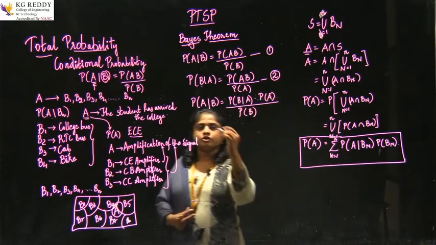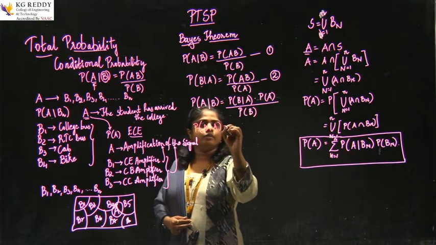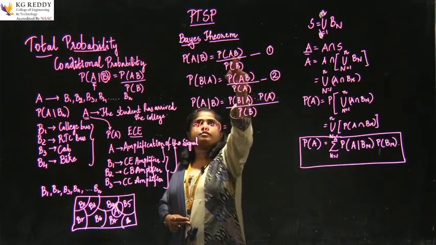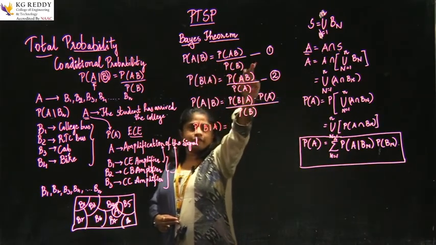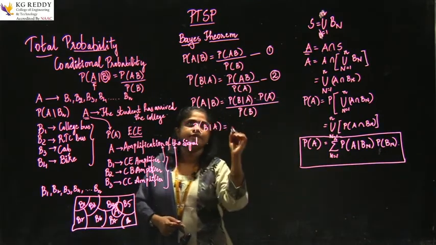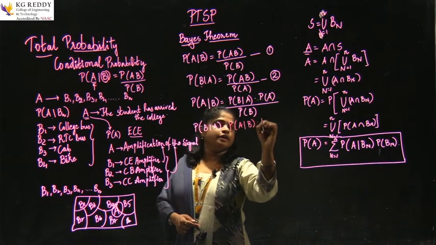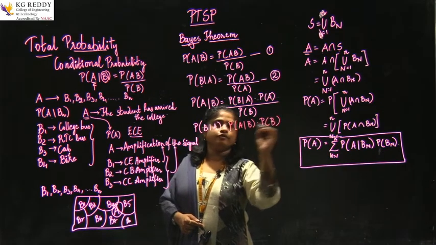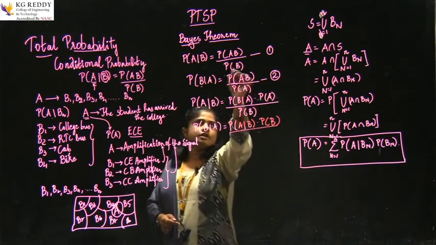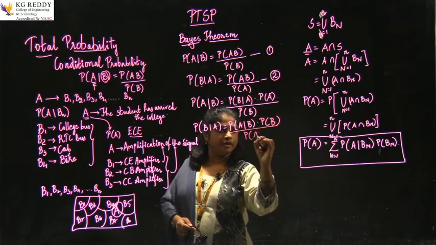In the same way, I will write the equation for probability of B by A in terms of the first equation. So, probability of B by A will be equal to, what is probability of AB? From the first equation, it is probability of A by B into probability of B, divided by the same thing, from this equation we are using, probability of A.